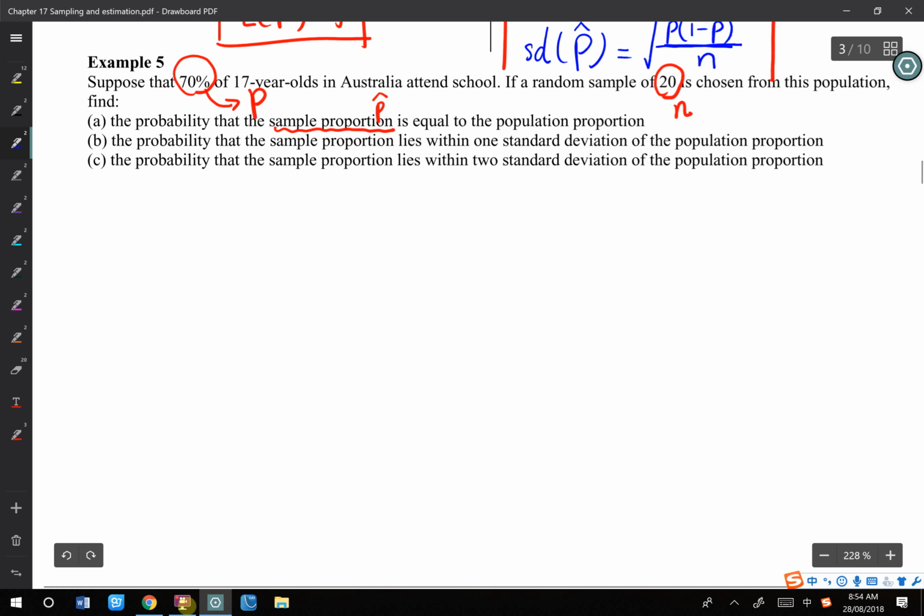First of all, I need to define the random variable. So let x be the number of 17-year-olds who attend school.